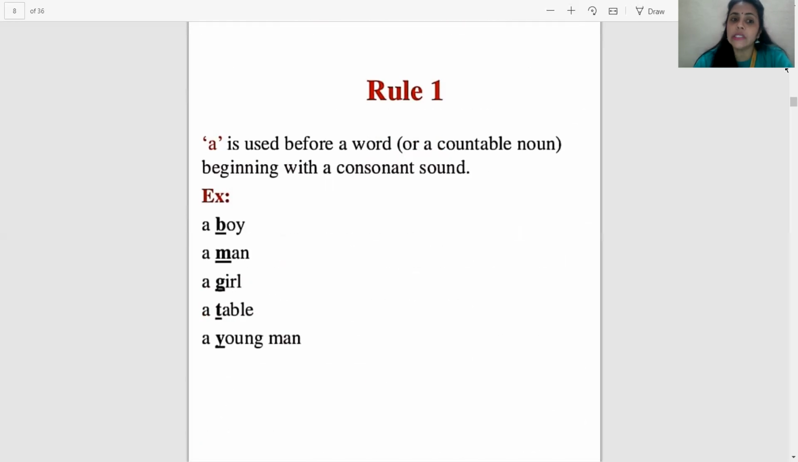Rule number one: a is used before a word or a countable noun beginning with a consonant sound. A is always used with a word beginning with a consonant sound. When the letters are also consonants, no issue. We know very well, like a boy, a man, a girl, a table, a young man, a flower, a pen, a computer, because all these words start with a consonant, as well as the sound being a consonant.